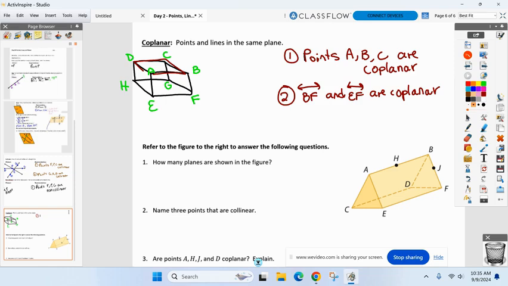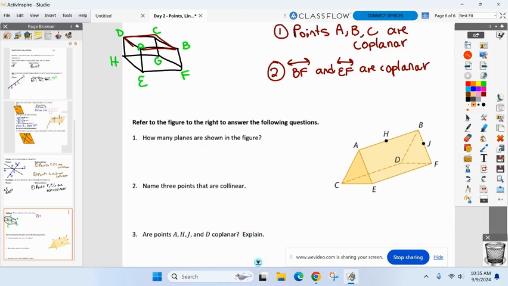Yep, go ahead. In Jacob's example, they share a point. They don't have to, right? No. I could have gone on his plane, I could have gone BF and AE. All right, we're actually going to talk about those tomorrow. Those are parallel lines. Any others? All right, here's how we're going to end class.